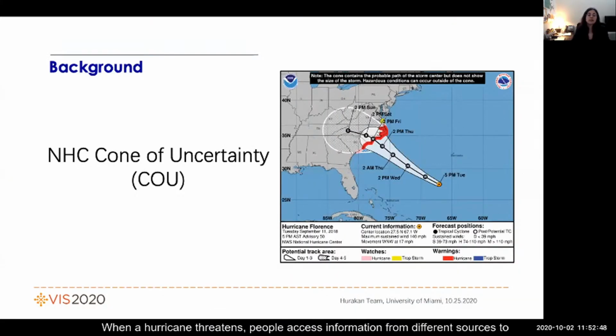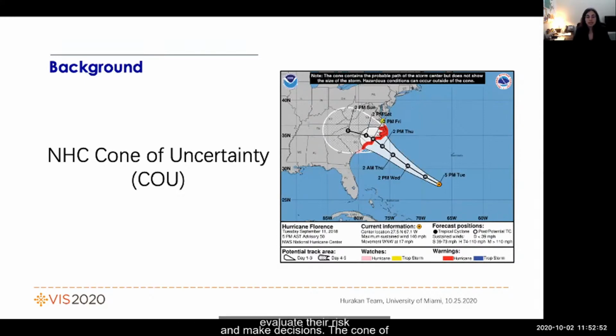When a hurricane threatens, people access information from different sources to evaluate their risk and make decisions. The Cone of Uncertainty is the most widely used graphic by the media and the general public. It is created by the National Hurricane Center, provides the forecast track of the center of the storm, together with an estimate of track uncertainty, and also depicts areas under watch or warning. Technically, the Cone of Uncertainty represents the area within which the center of the storm has a 67% chance of appearing based on a 5-year mean track error.